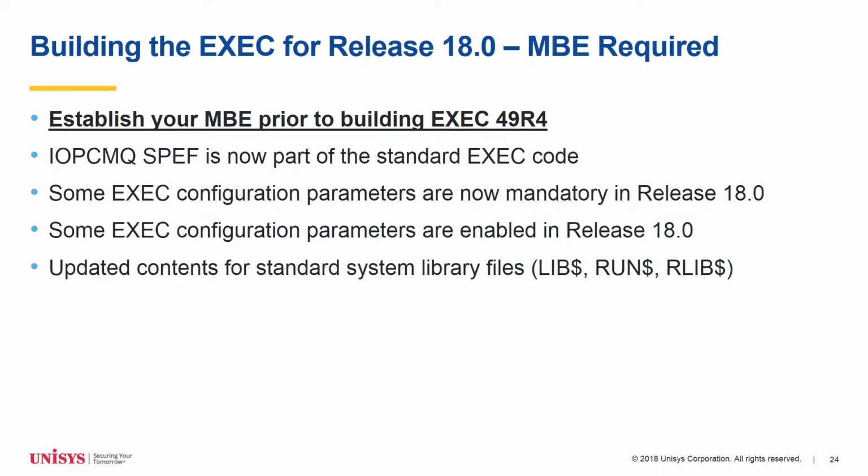Once you've established a minimum build environment on your Release 16 or Release 17 systems, you're ready to begin building some of the Release 18 products. Most of you will build EXEC and TIP-Util products. Some of you will also need to build additional products. In the past, when you moved up to the new ClearPath OS 2200 releases, you could usually successfully build the EXEC for the new release on your current system, even if that system was running software that was 1 or 2 releases back. For Release 18, you cannot build EXEC 49R4 unless you first establish a minimum build environment on your Release 16 or Release 17 systems where you plan to perform the build.